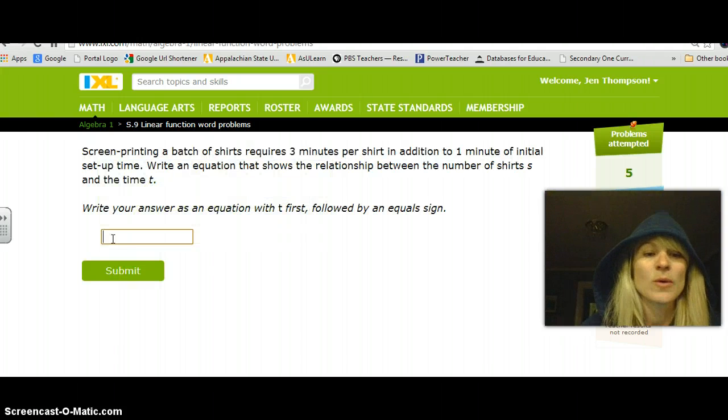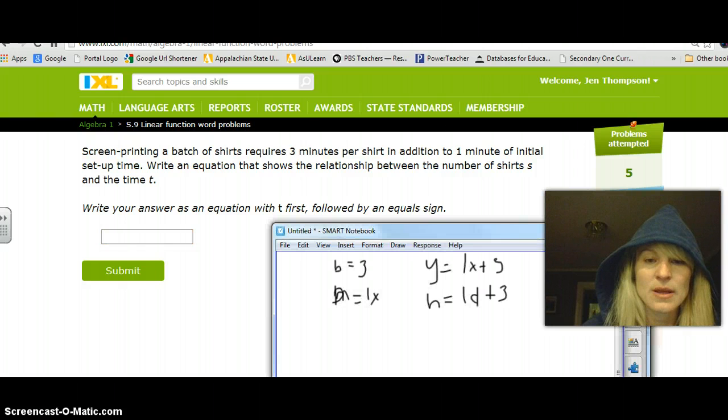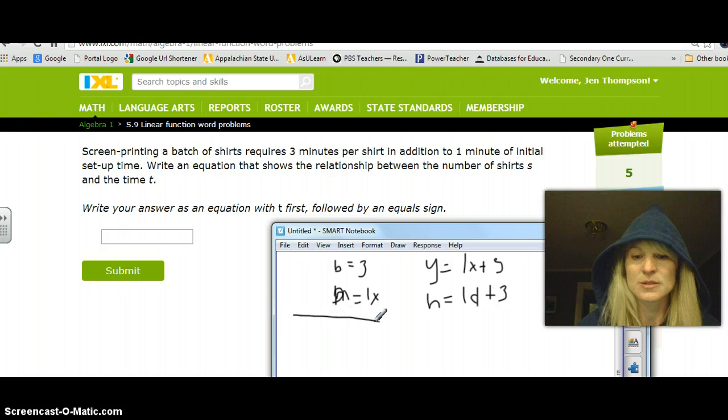Okay, so I want you to keep working on this. Let's do one more together. Screen printing a batch of shirts requires 3 minutes per shirt. There's that word per again. So that tells me that the 3 is my slope. In addition to 1 minute of initial time setup. So again, 1 minute of initial. So that's something that's happening one time. So that's my y-intercept. It happens one time for 1 minute.